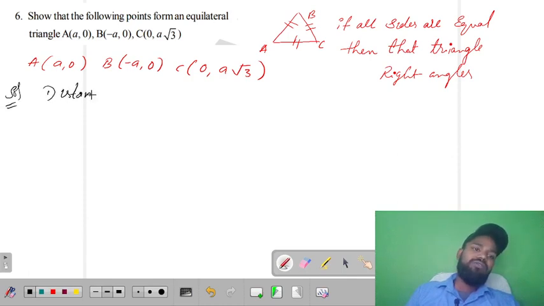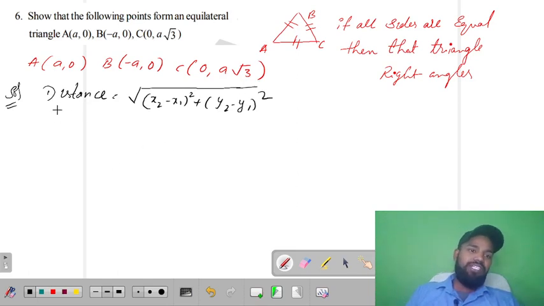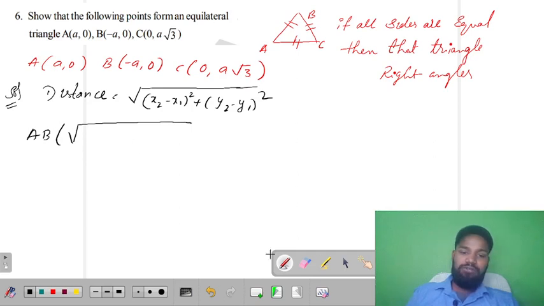What is the distance formula? Distance equals under root x2 minus x1 whole square plus y2 minus y1 whole square. So this is the distance formula, right? So now first I am taking AB. AB equals under root, for suppose this is x1, this is y1, x2, y2.